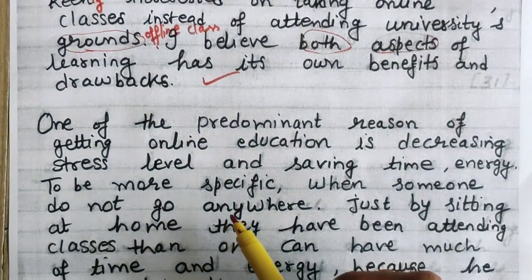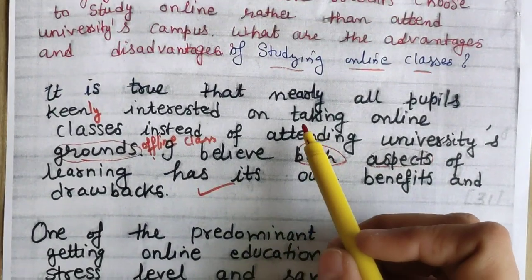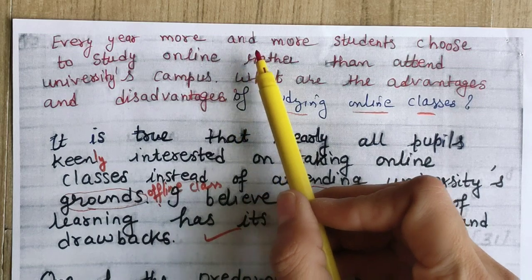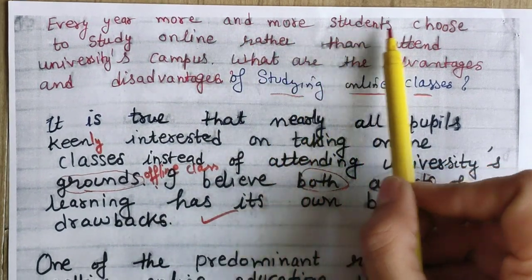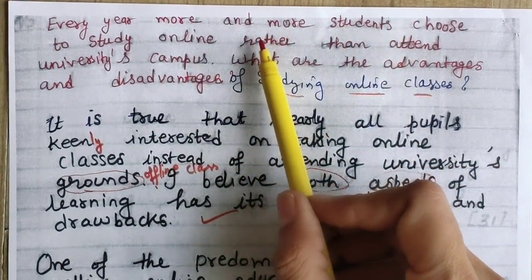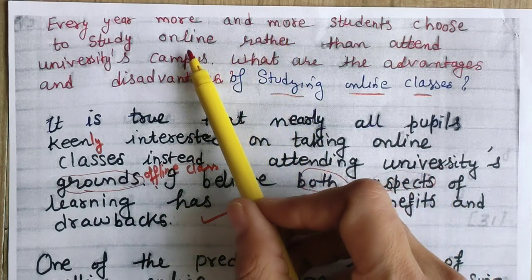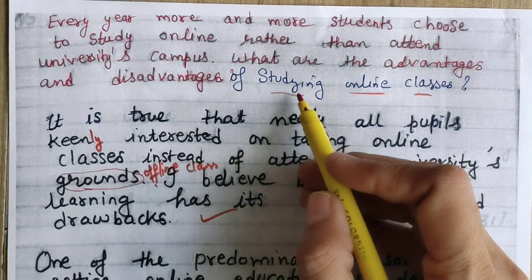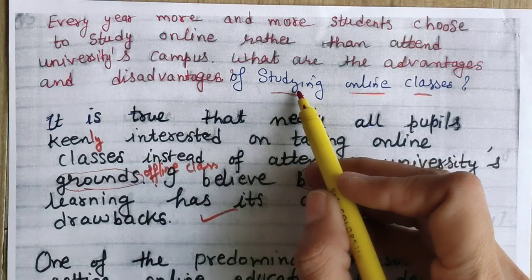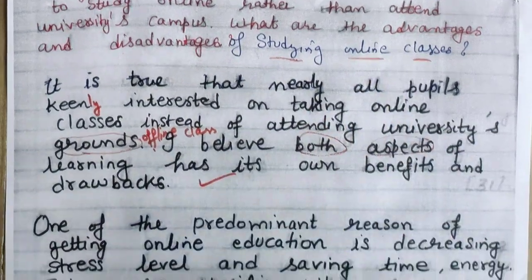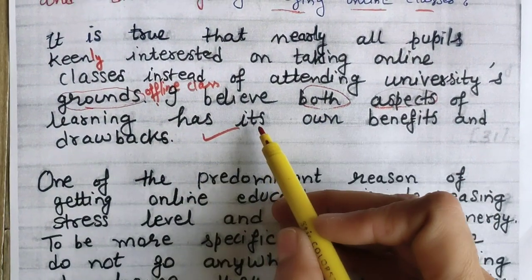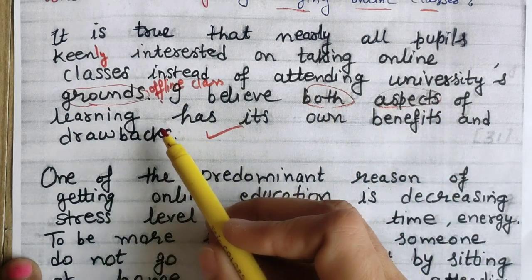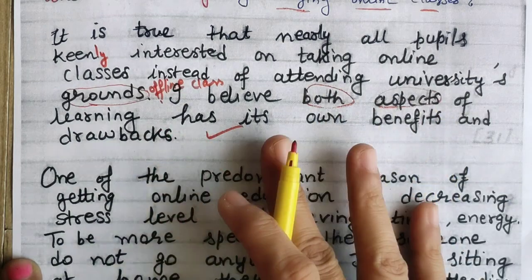Okay, it means she has not understood the question statement, because yes, they are comparing things between online and campus, and they are saying more students are opting for online rather than attending campus classes. Now the statement is saying advantages and disadvantages of studying online classes. Okay, she has conveyed in the introduction that both aspects of learning have their own advantages and disadvantages.